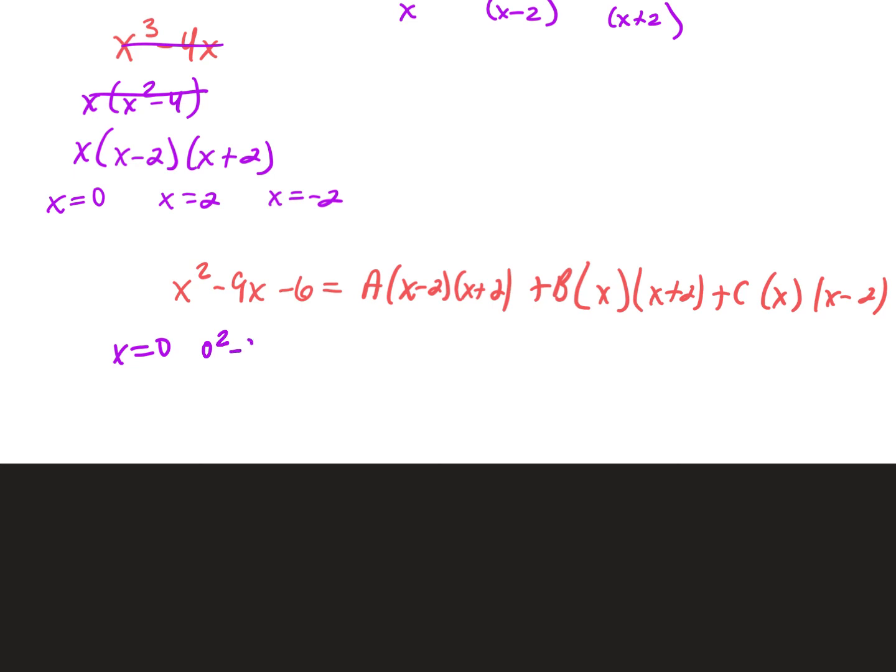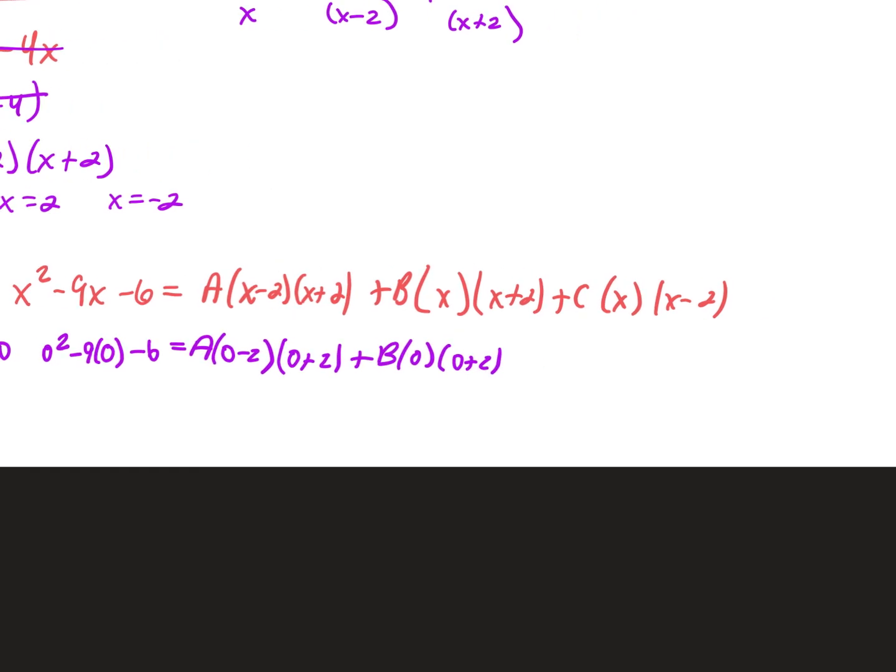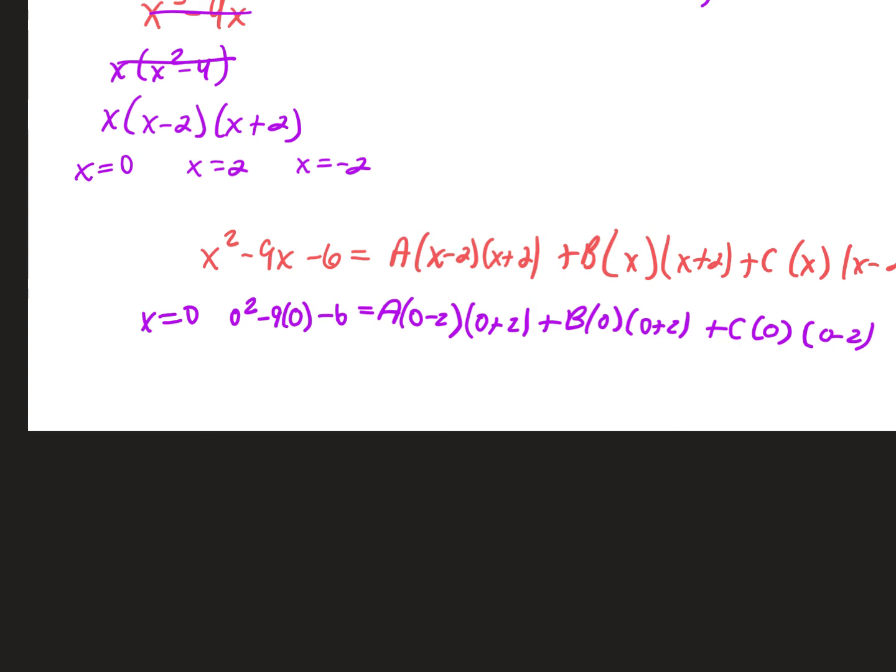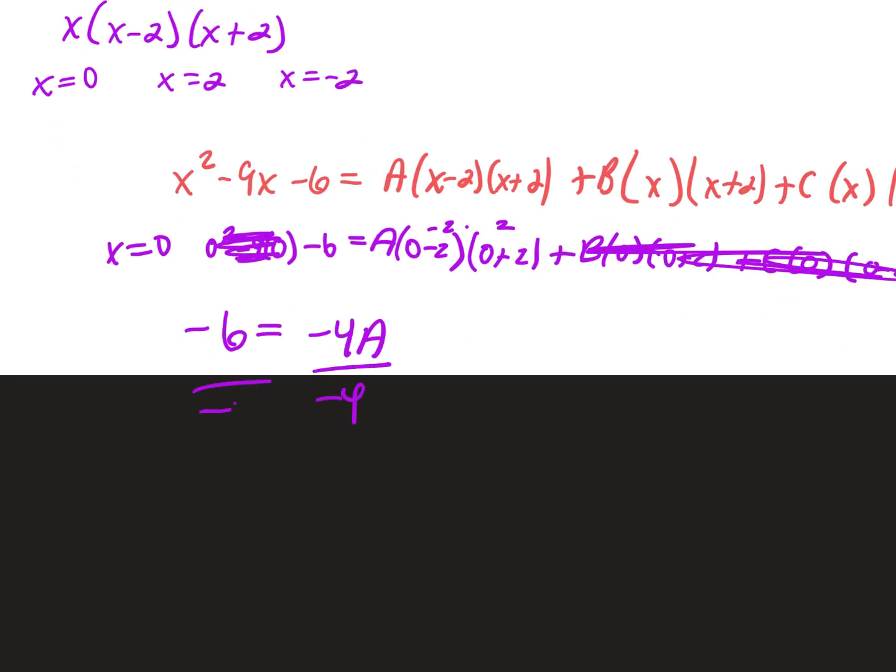So I have 0 squared minus 9 times 0 minus 6 equals A times 0 minus 2 times 0 plus 2, plus B times 0 plus 2, plus C times 0 minus 2. What's 0 squared times 9 times 0? So I have negative 6 equals. This is negative 2, right? And this is positive 2. What's negative 2 and positive 2? Negative 4. So I have negative 4A. And then what happens with everything else? It cancels because you're multiplying by 0. So what is your A value? You're going to divide both sides by negative 4, and A equals 3 over 2.